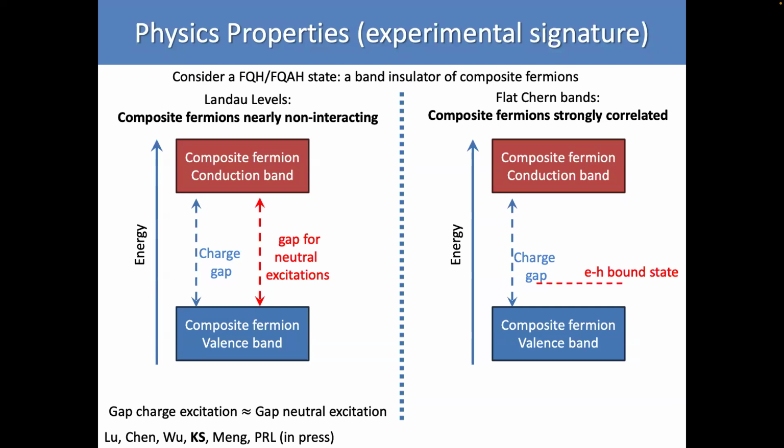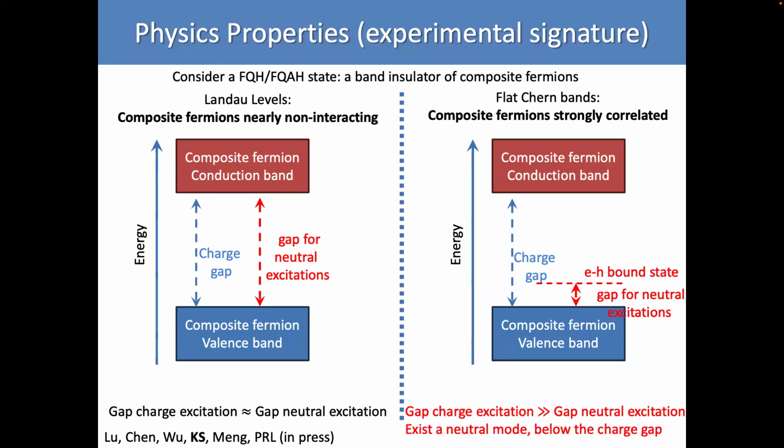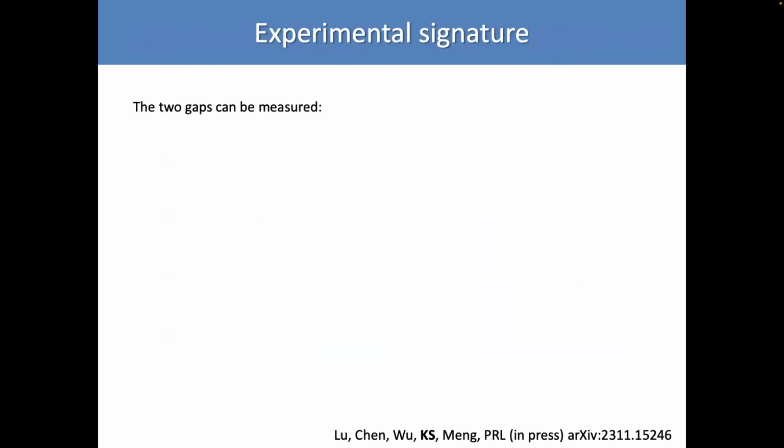And from our numerical simulation, this particle-hole bound state actually has extremely low energy. The gap for charge neutral excitation is much smaller than the gap for charge excitation. They differ by at least one order of magnitude for the models we study. So this energy scale separation is a direct consequence of strong interactions between composite fermions. In Landau levels, this will never happen. It's the same gap. But for fractional bands, charge excitation has a much larger gap.